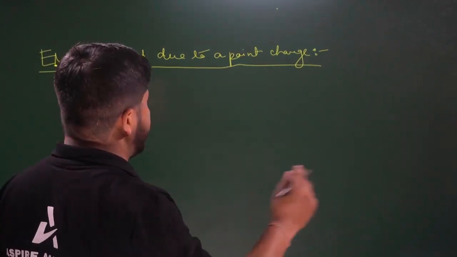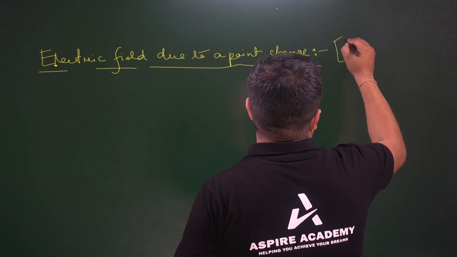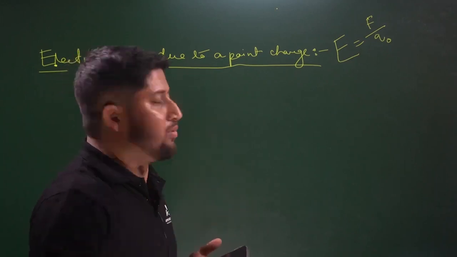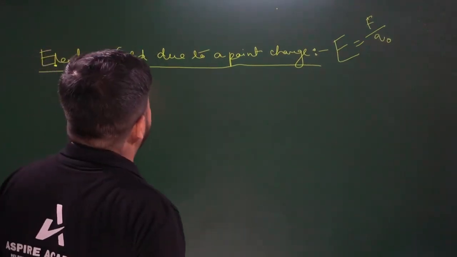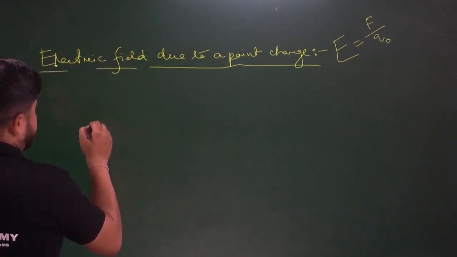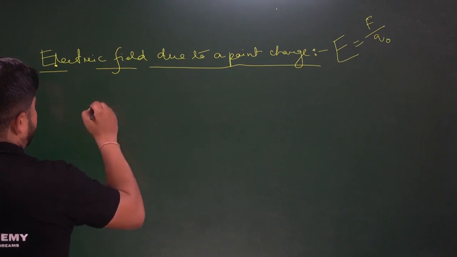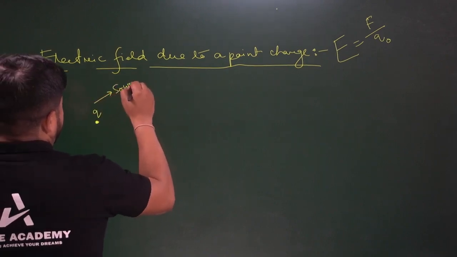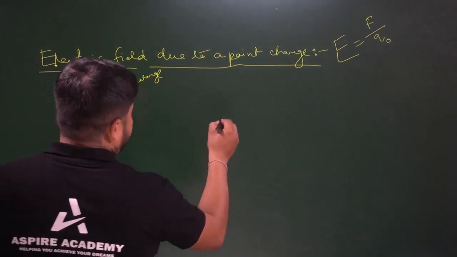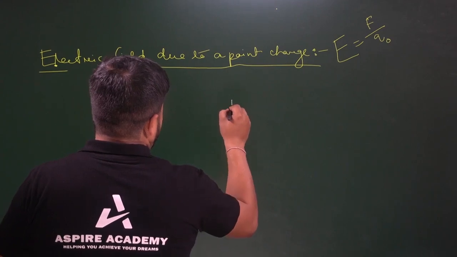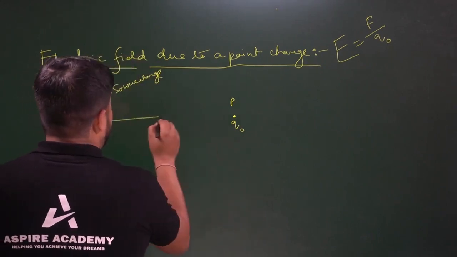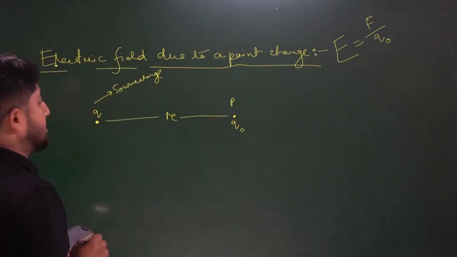First of all, we know the general formula for electric field is E is equal to F by Q naught. Now this is a different formula, called electric field due to a point charge. How can we define it? Suppose in a diagram this is a charge Q, which is called the source charge. Suppose there is a point P, where we place another charge, Q naught, at a distance R.